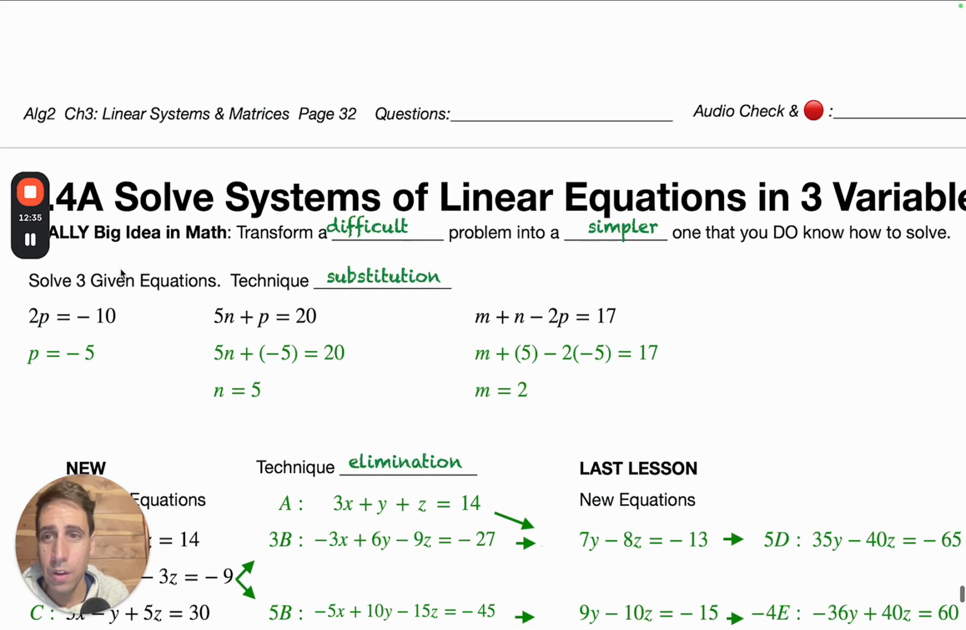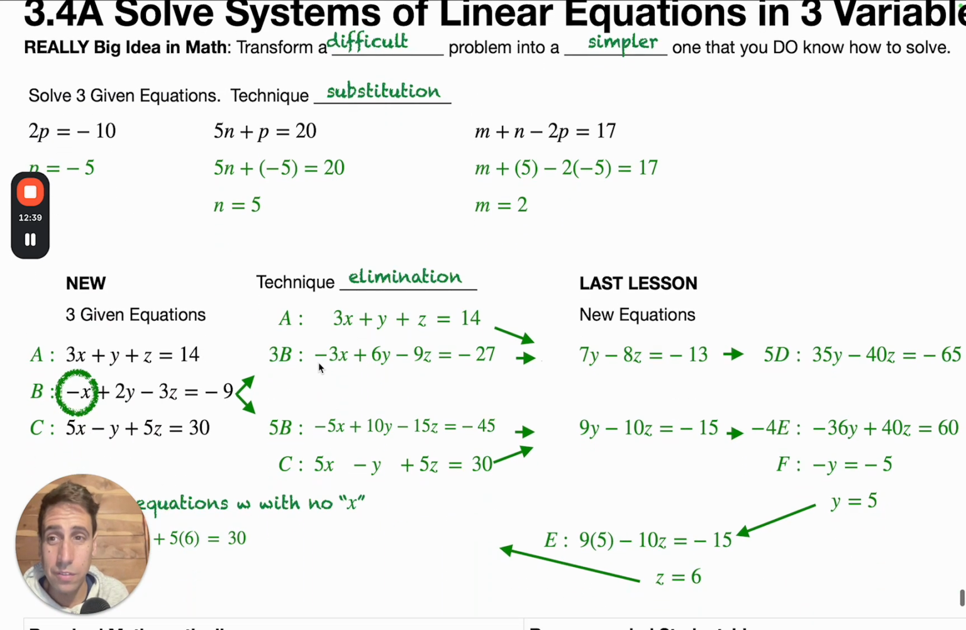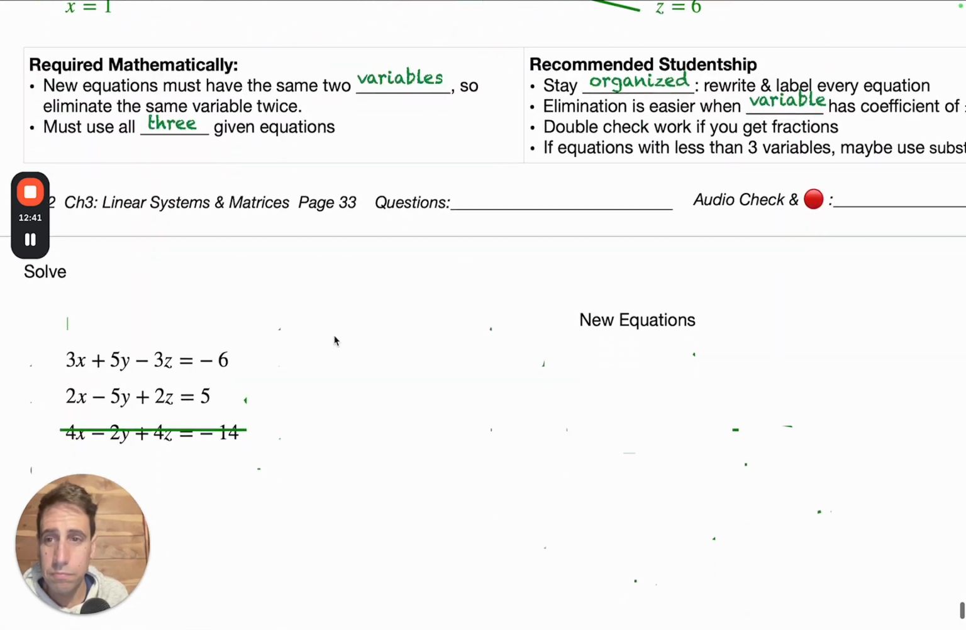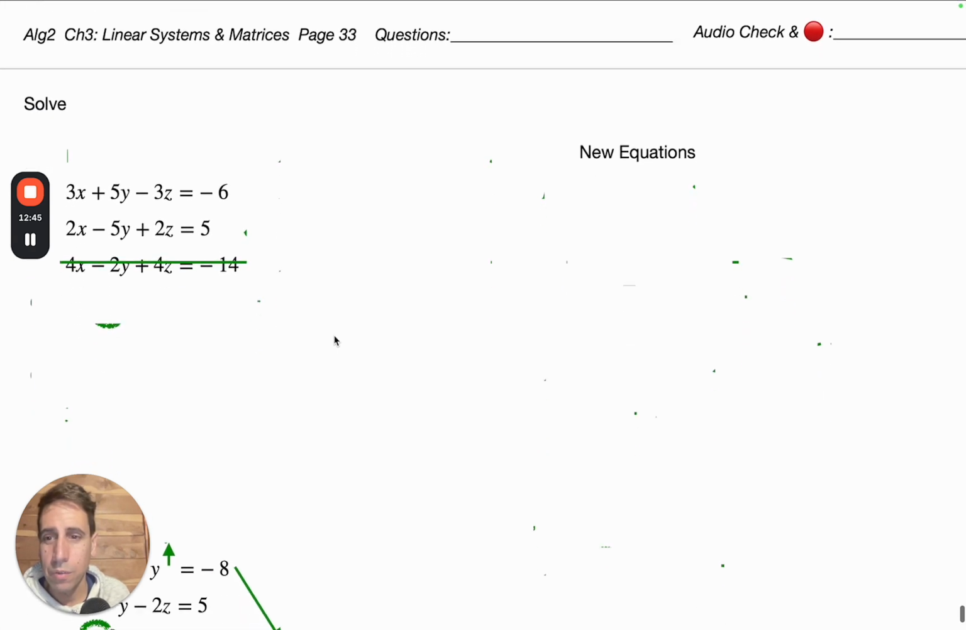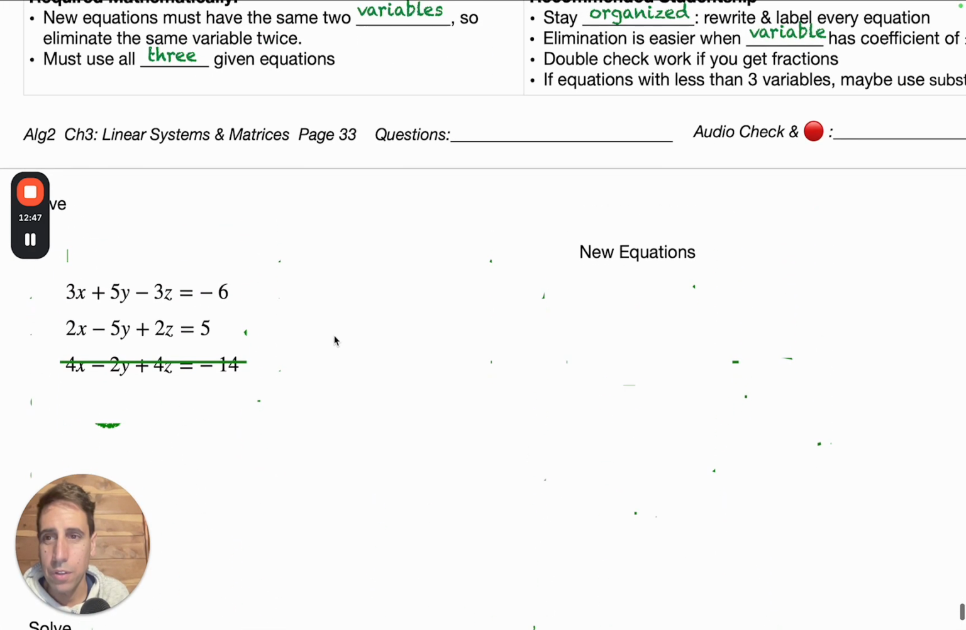So like up here, we saw an equation that had only 1 variable. Substitution is the way to go. Don't try and use elimination. All right, let's keep on going. Let's do this. We got 2 more problems I want to show you.